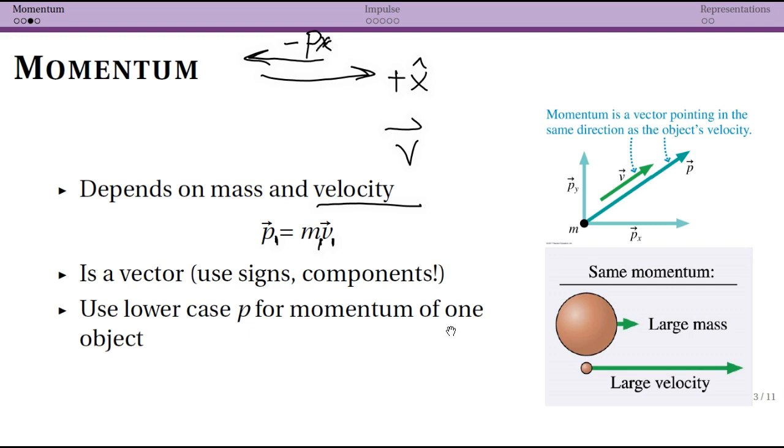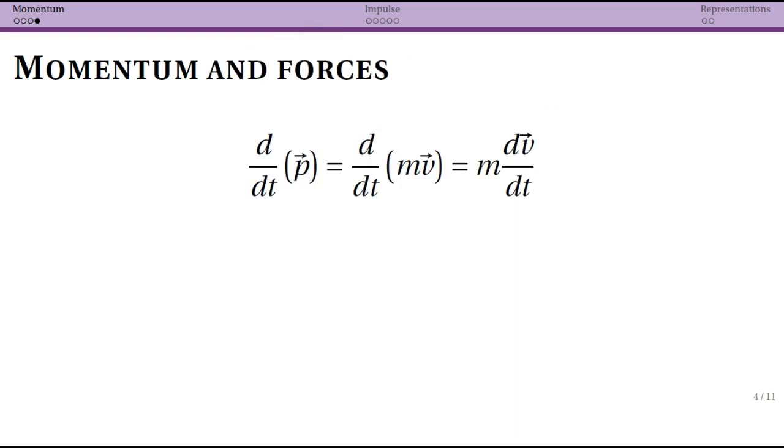So the last thing to recognize is that you can have two objects with the same momentum that actually have very different masses or very different velocities. Because it's mass times velocity, you can have a slowly moving large object or a quickly moving small object in terms of its mass that really have the same momentum. So keep in mind that it depends on both of those things.